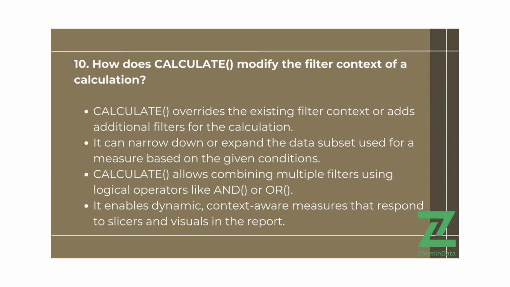10th question. How does CALCULATE modify the filter context of a calculation? CALCULATE overrides the existing filter context or adds additional filters for the calculation. It can narrow down or expand the data subset used for a measure based on the given conditions. CALCULATE allows combining multiple filters using logical operators like AND or OR. It enables dynamic, context-aware measures that respond to slicers and visuals in the report.